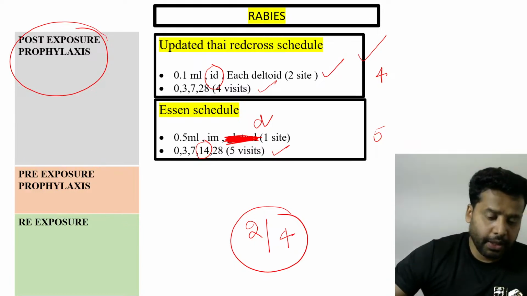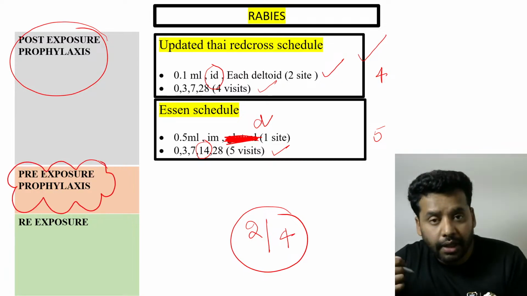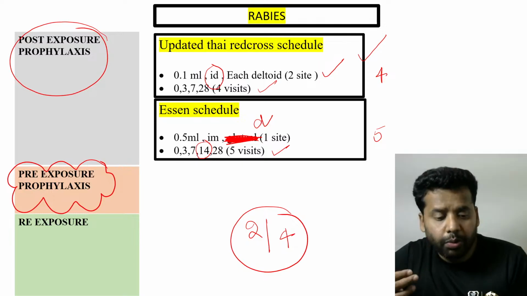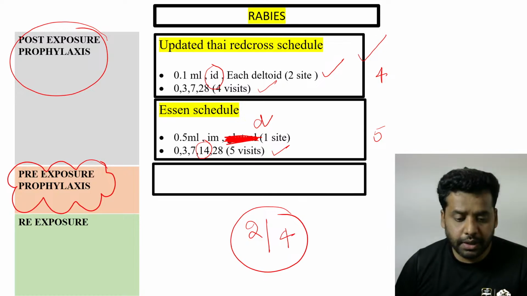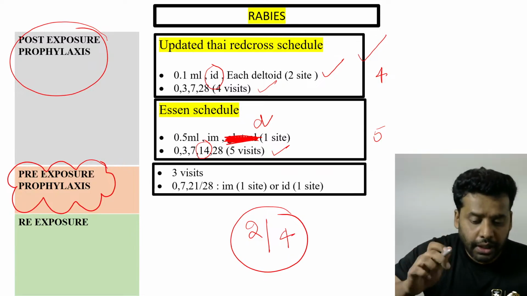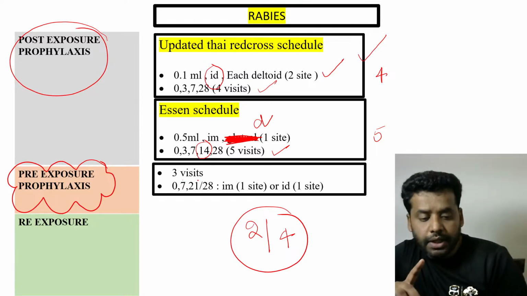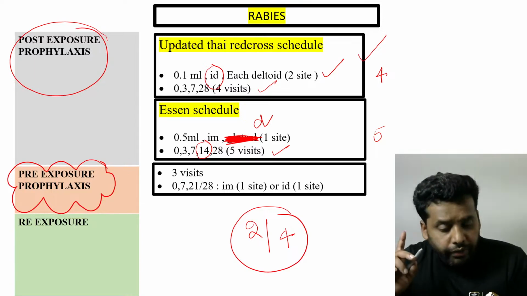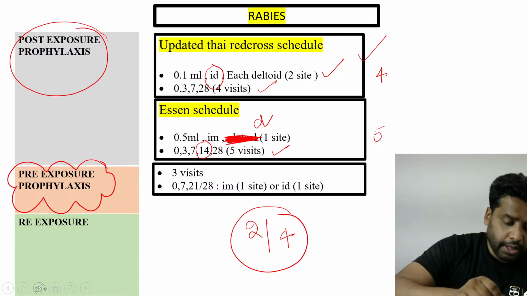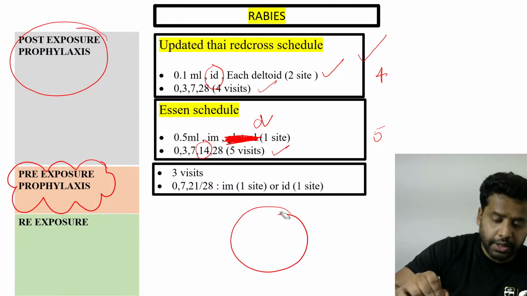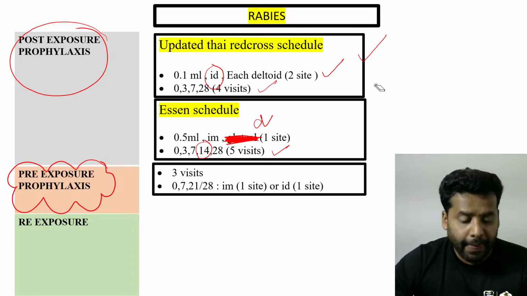Pre-exposure prophylaxis is for those who are at risk of developing rabies, meaning they are exposed to animals. They have to protect themselves. How many visits? For protecting themselves, 3 visits: 0, 7, and 21 or 28. Either the patient takes the vaccine on the 21st day or the 28th day. It is one site, whether you follow intradermal or intramuscular visits. It is a one-site schedule.